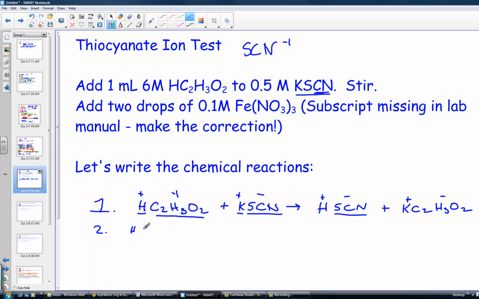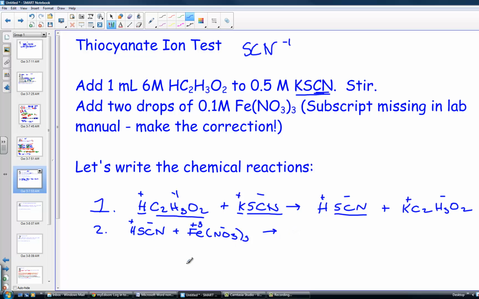Here we have HSCN, hydrogen thiocyanate, now reacting with, notice there was a subscript missing in your lab manual. There's no 3 right here, but it's iron 3 nitrate. So iron, parenthesis, NO3, taken 3 times. Hydrogen +1, thiocyanate -1. Iron's +3, nitrate -1. Now what do we make?